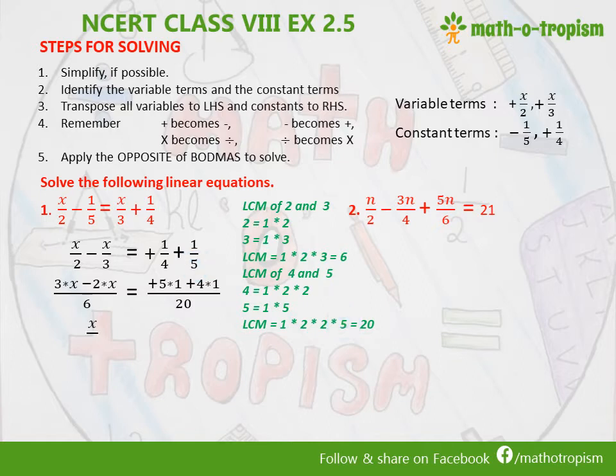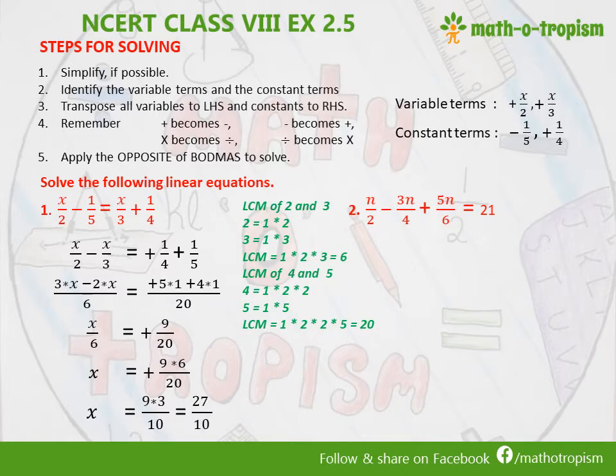Next, 3x minus 2x becomes x. So x by 6 is 5 plus 4, which is 9 by 20. When I take 6 to the right hand side, it goes from division to multiplication. So it becomes 9 into 6 by 20. We can simplify this. We have a factor of 2 in both 6 and 20. So it becomes 9 into 3 by 10, which is 27 by 10. So the x value is 27 by 10.